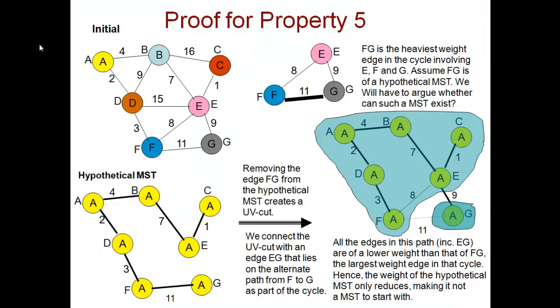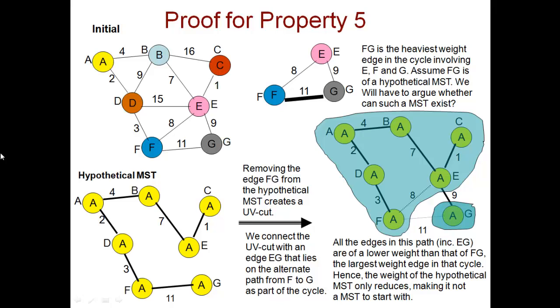Okay, so now what we want to prove is, again, a graph has unique edge weights. Now, if we have a graph, we could have cycles in it, right? So only a tree does not have a cycle in it. A graph can have cycles. So for example, there could be a cycle like E, F, G. Is that clear?